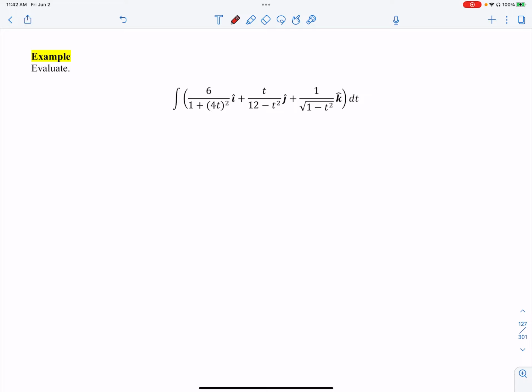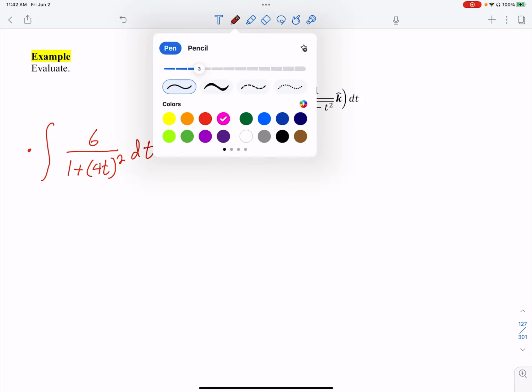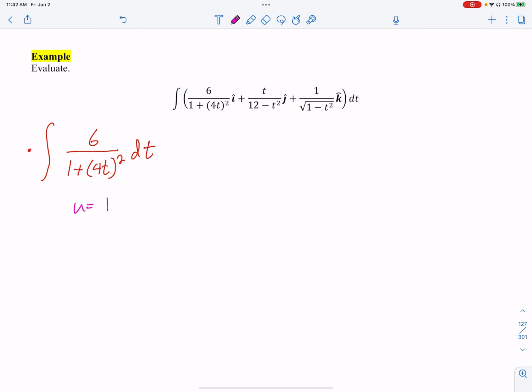We're going to do each piece by piece again. So the integral of 6 over 1 plus 4t squared. And I try to make the u sub obvious here. The u sub would be the inside of that square. We're always looking for that, especially when I have these 1 plus squared on the bottom. So du then is 4 dt, which means that 1/4 du is dt.